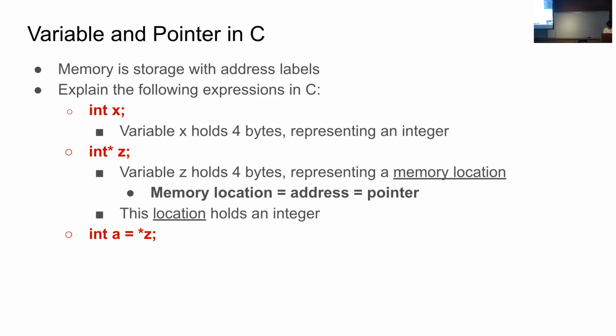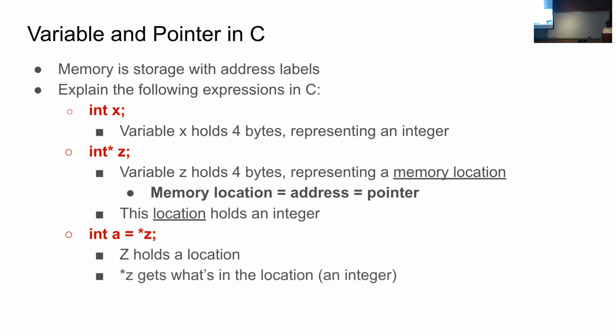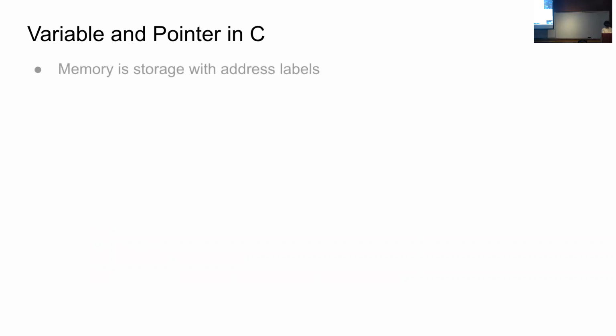Yeah, exactly. So basically what was said was that z holds a location, right? A pointer. Star z gets what's at the location, and what's at the location is an integer, right? And then we just put that integer value into variable a, right? Okay.